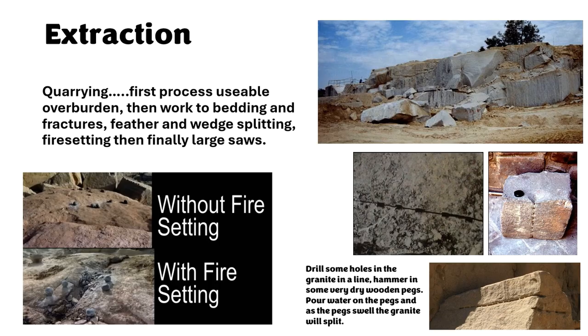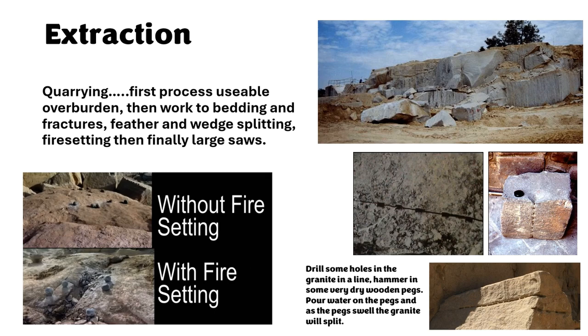Fire setting is a historical method used to fracture rock, particularly in quarries and mining operations. This technique involves creating a fire against a rock face to heat the stone, causing it to expand. Once the rock is sufficiently heated, water is poured over it, resulting in rapid cooling. This sudden temperature change creates stress within the rock, leading to fractures.